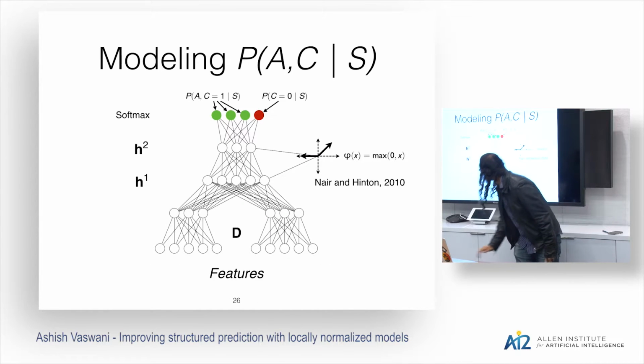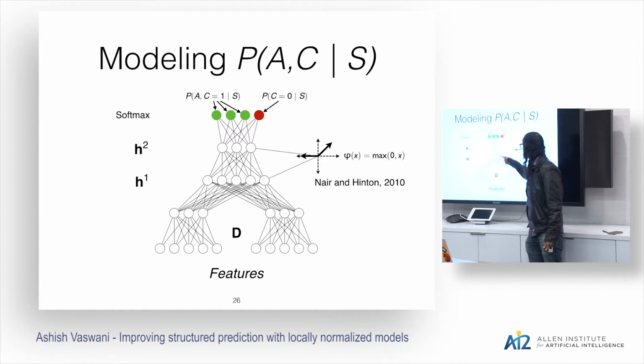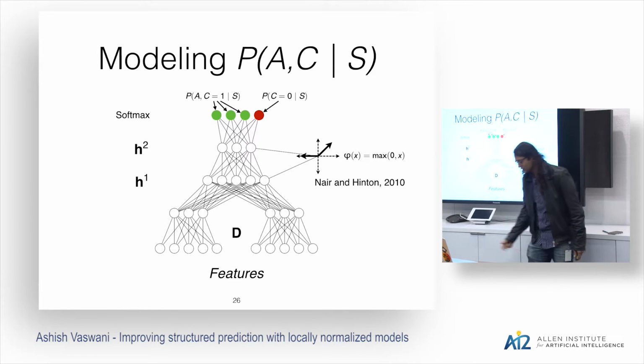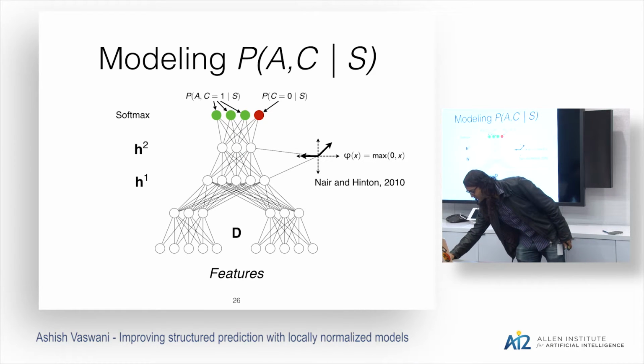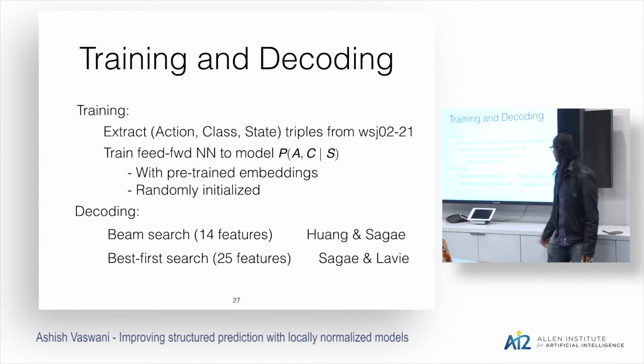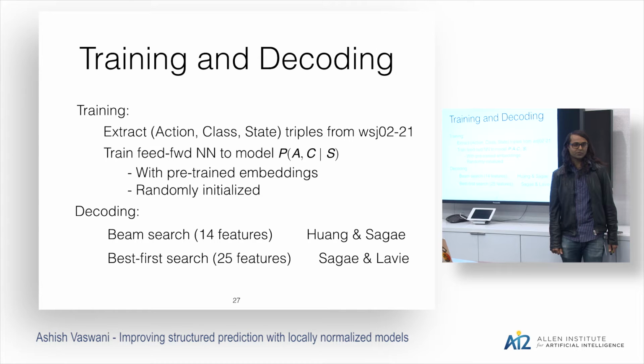One other thing, I use dropout in these 3 different sites. It's more important to use dropout here and here, not as much there. And dropout seems to help quite a bit. I tried both pre-trained embeddings and randomly initialized. When we decode, we use beam search with 14 features following Huang and Sagae, and we use best first search with 25 features. It's like a priority queue parser.